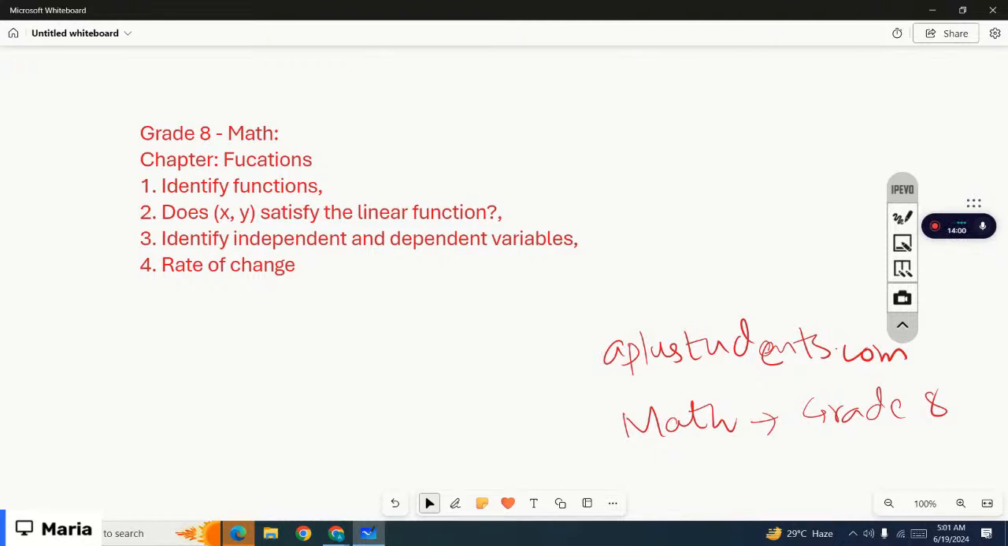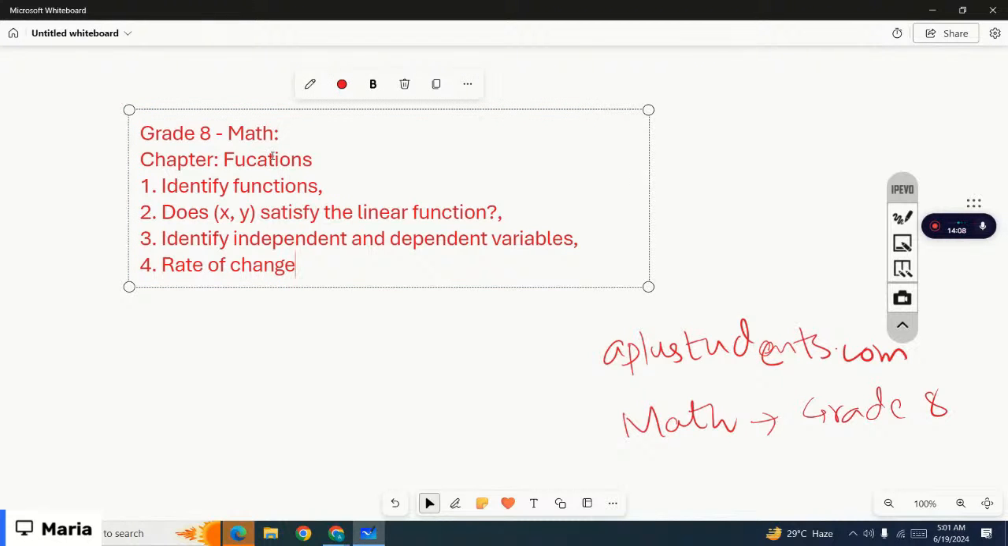There you can find a list of the chapters. We're going to start with the chapter functions, and the lessons we're going to cover today are identify functions, does xy satisfy the linear equation, identify independent and dependent variables, and then rate of change. So please make sure before the next session you can complete all the practice questions.